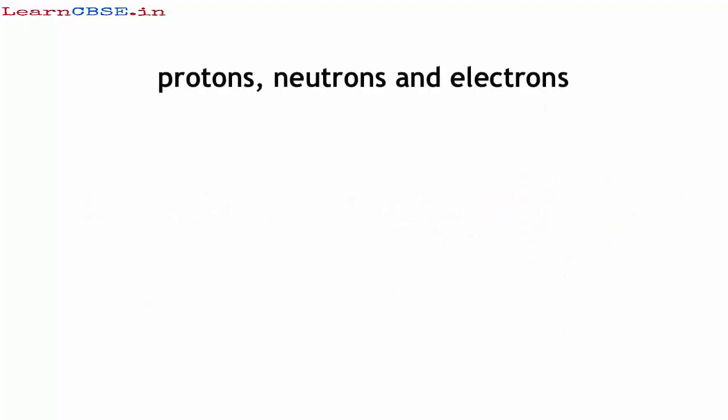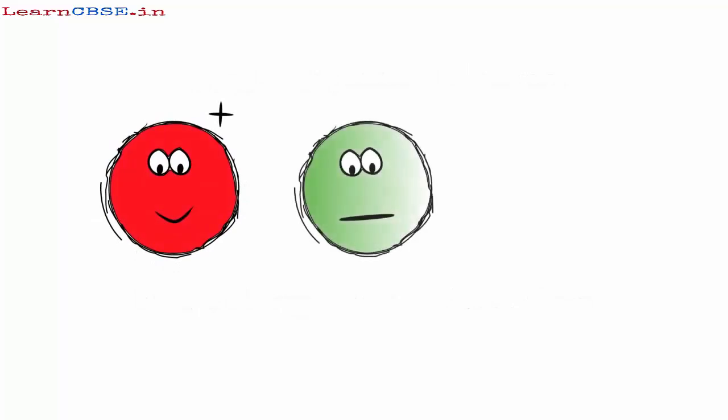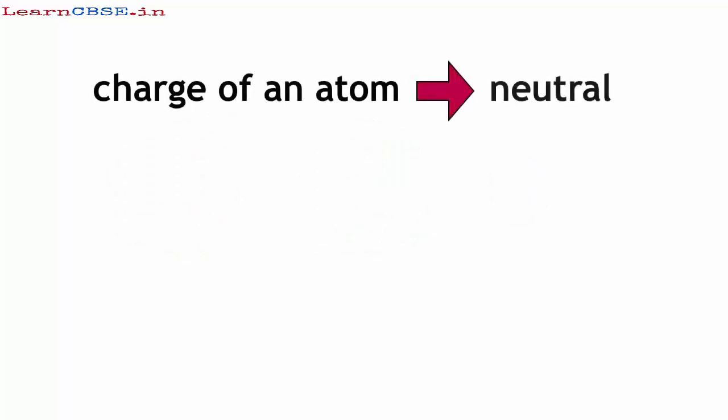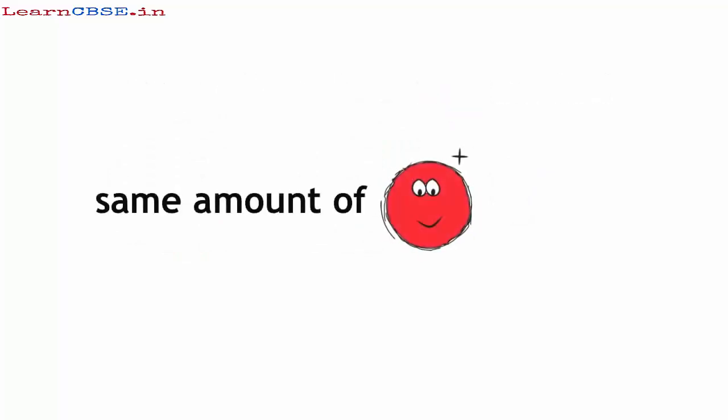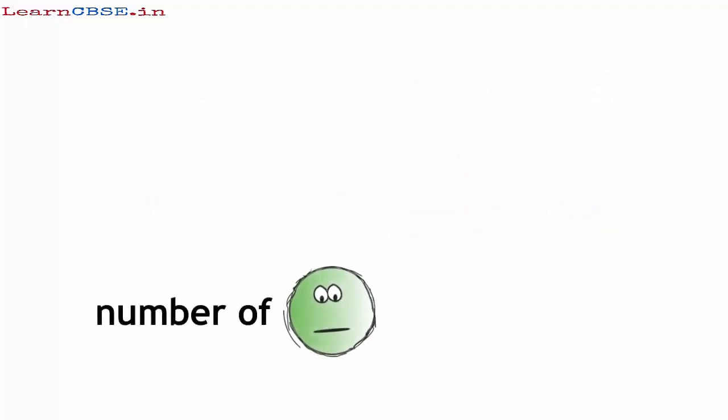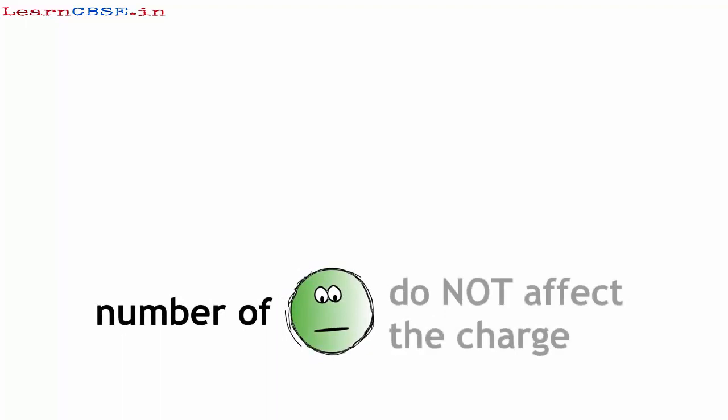Protons, neutrons, and electrons also have a charge associated with them. Protons are positive, neutrons are neutral, and electrons are negative. The charge of an atom is always neutral. This means there must be the same amount of protons as there are electrons in an atom. The number of neutrons can vary, and they do not affect the charge of the entire atom.